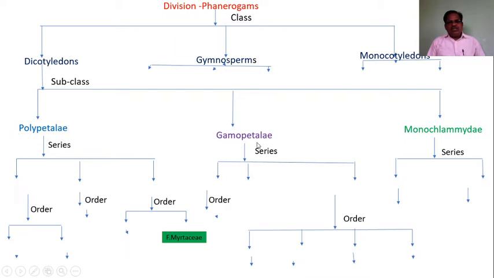One more thing, the second subclass is the Gamopetalae. That is the group of plants in which the petals are united. And the third subclass is where petals are absent. Instead of that, there is neither calyx nor corolla. Instead of that, there is the presence of the perianth. So, it is known as the apetalous condition.